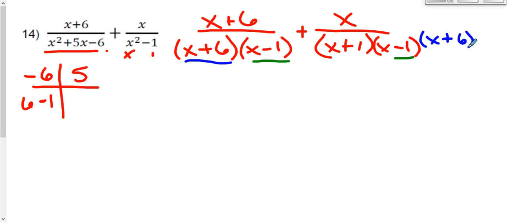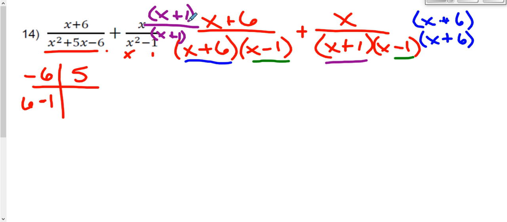But if I multiply it by that on the bottom, I will also have to multiply it by that on the top, because we can't do something to one part of a fraction without doing it to the entire thing. On the other hand, the fraction on the right has an x plus 1 on the bottom that the fraction on the left doesn't have. So it's going to have to get multiplied by x plus 1. But if I multiply that on the denominator, I also have to multiply that in the numerator. Now we have common denominators.